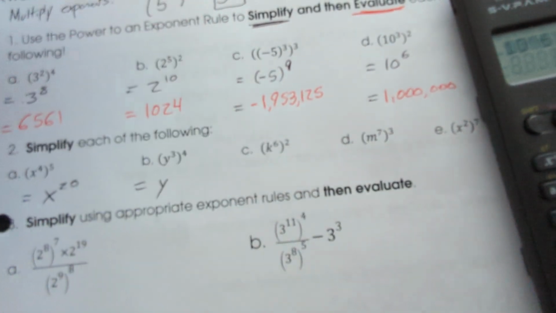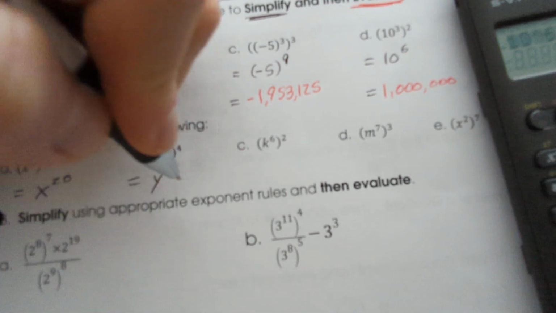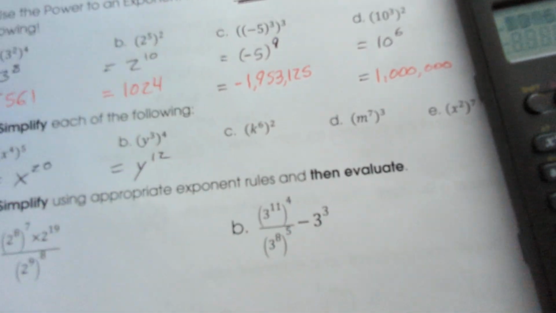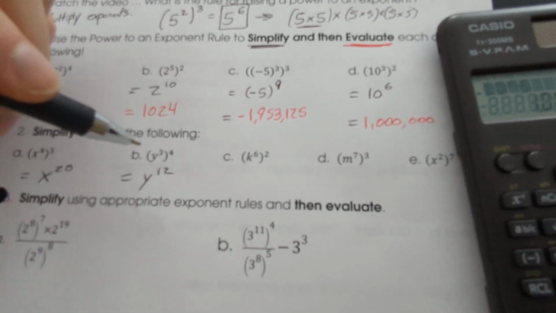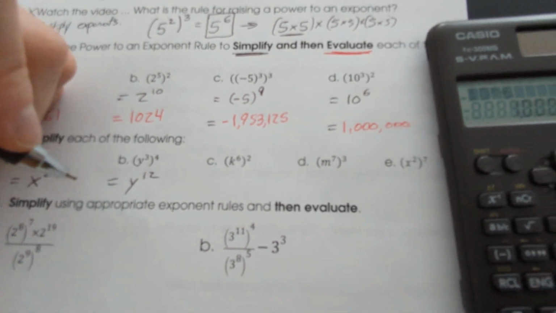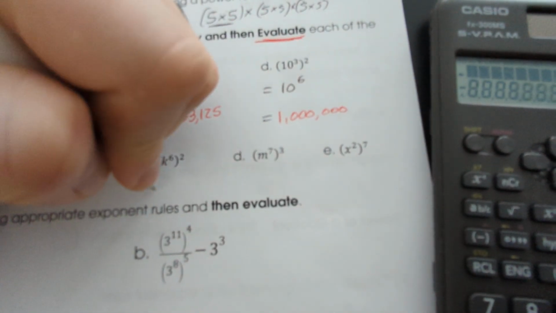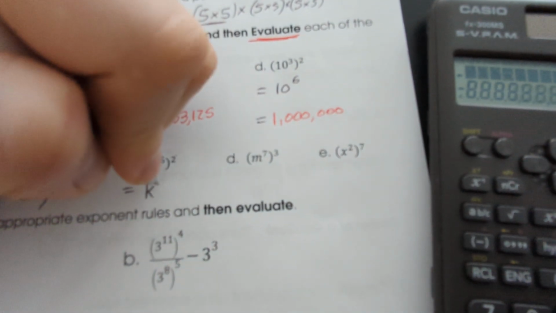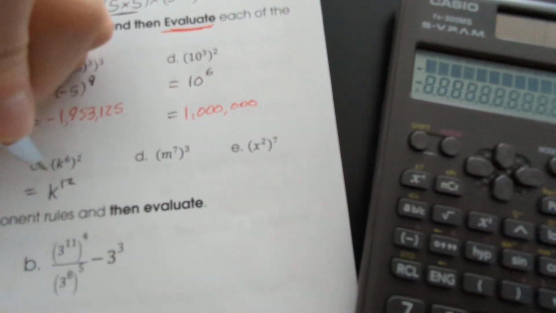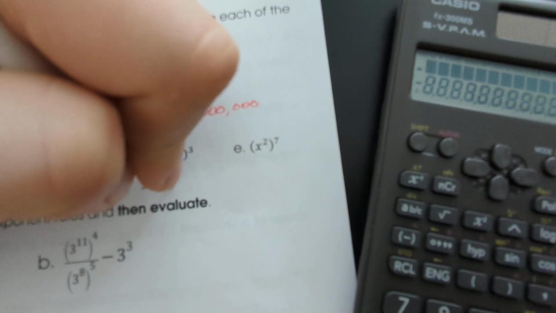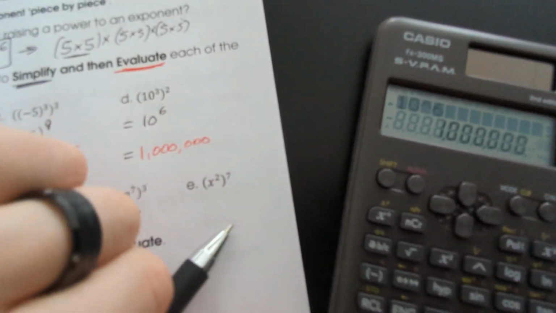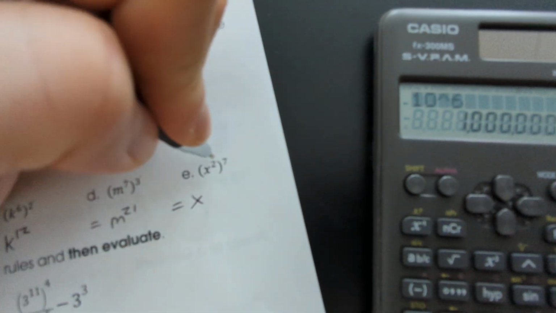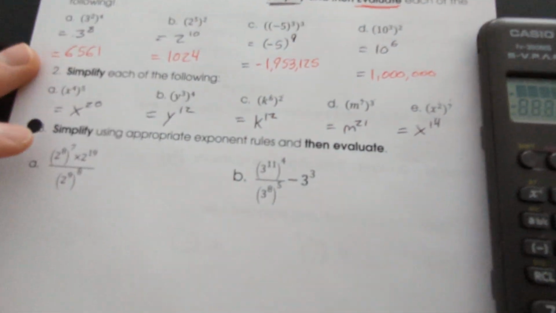Next one, base is y. Multiply exponents, 3 times 4 is 12. Okay, again, remember, pause this if I'm going too fast, but all we're doing here is keeping the base the same, multiplying exponents. So next one is k, 6 times 2 is 12. Okay, next one is m, 7 times 3 is 21. And last one is x, 2 times 7 is 14. Okay, and that's it for those ones.